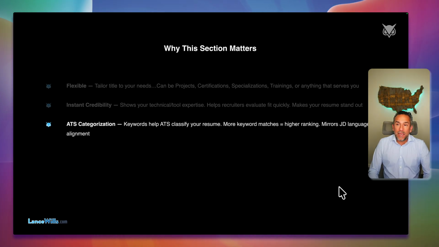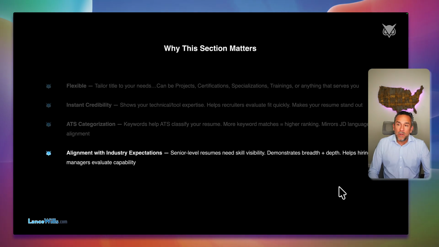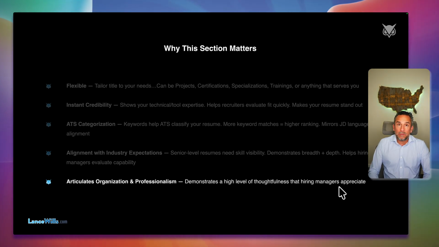For ATS categorization, keywords can help your ATS classify your resume. More keyword matches equals higher ranking potentially, and it should mirror the job description language for alignment. It can also align you with industry expectations. For example, senior level resumes need skill visibility to demonstrate that expertise. It demonstrates both breadth and depth and helps hiring managers evaluate your capabilities very quickly.